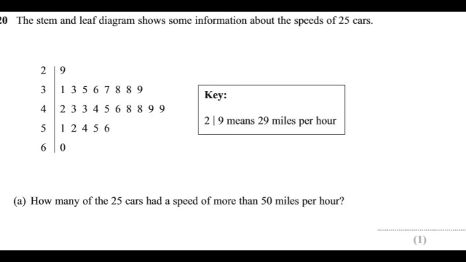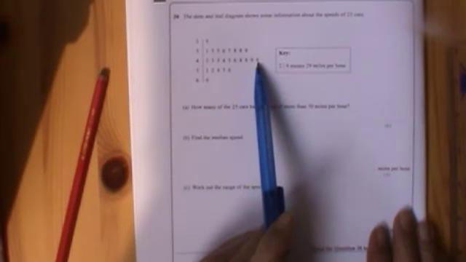Question 20. The stem and leaf diagram shows some information about the speeds of 25 cars. So it's important to look at the key. 2-9 means 29 miles per hour. So that figure means 29. That figure will mean 49. That 0 will mean 60.